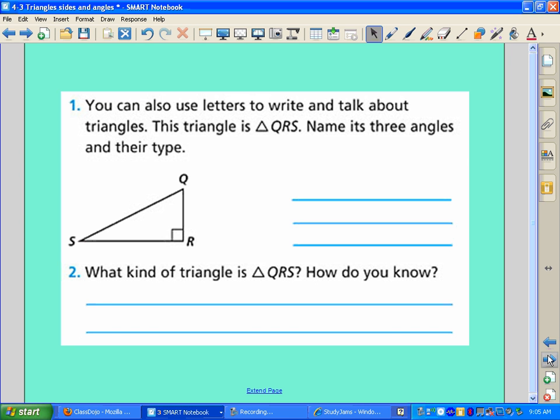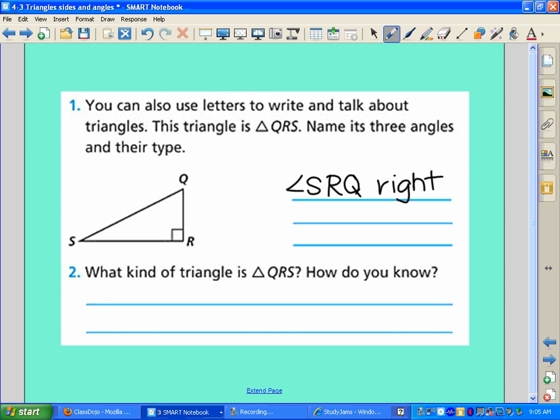So let's pick one angle first. R. Tell me the angle. Name it with the three letters. QRS. SRQ. Okay, so angle SRQ. We're not talking about the triangle, we're talking about the angle within the triangle. Angle SRQ is what kind of angle? Right.